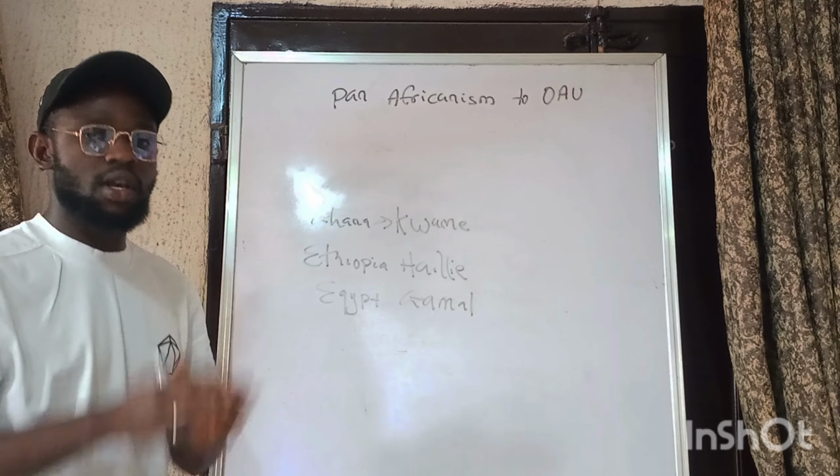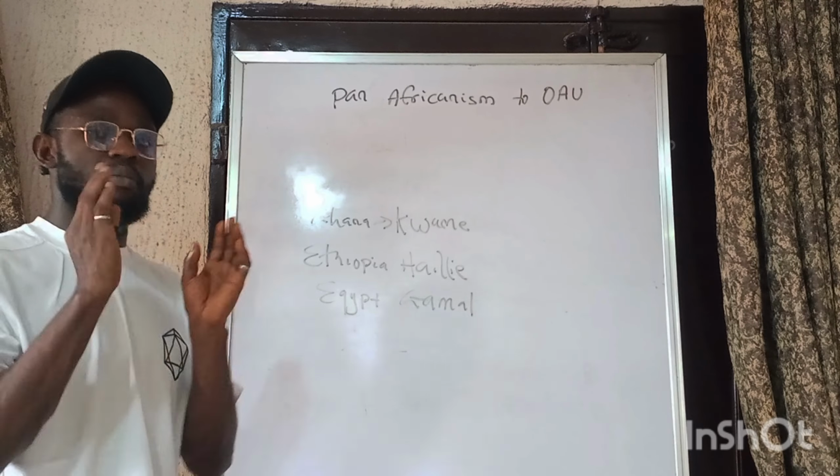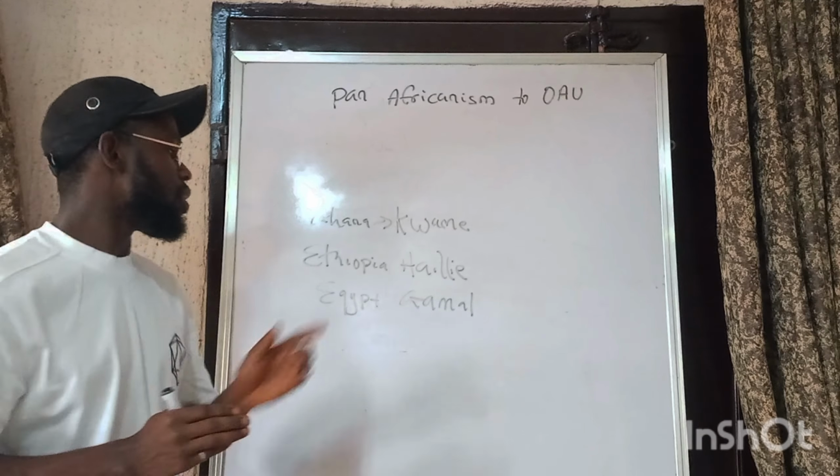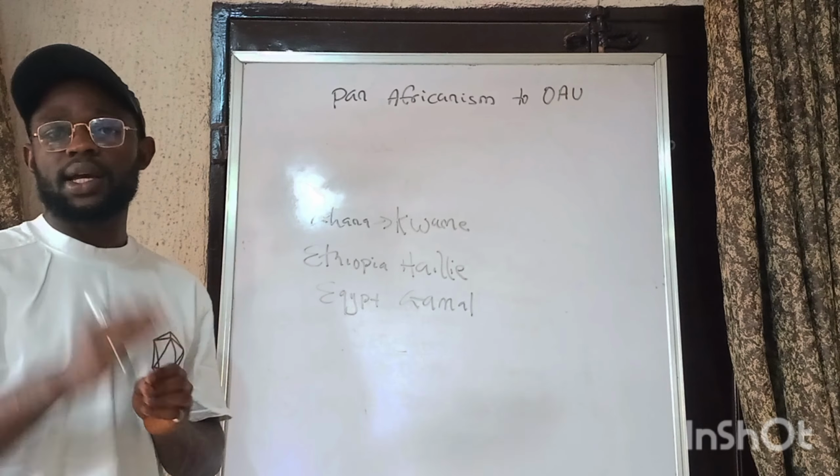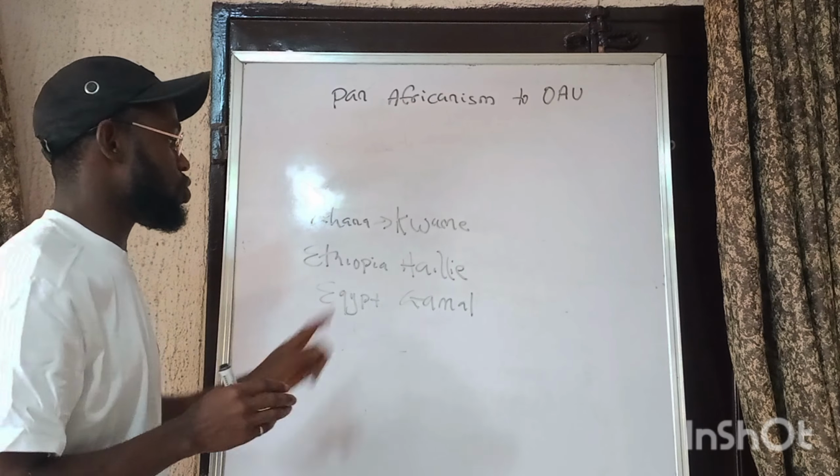By how many countries signing it? 32 countries. But how many countries were at the forefront of this formation? How many countries organized these 32 countries? One of them is Ghana. The guy from Ghana, Kwame. The other country is Ethiopia. The guy from Ethiopia, Haile. And the other country is Egypt. The guy from Egypt, Gamal. This is how the OAU was formed.